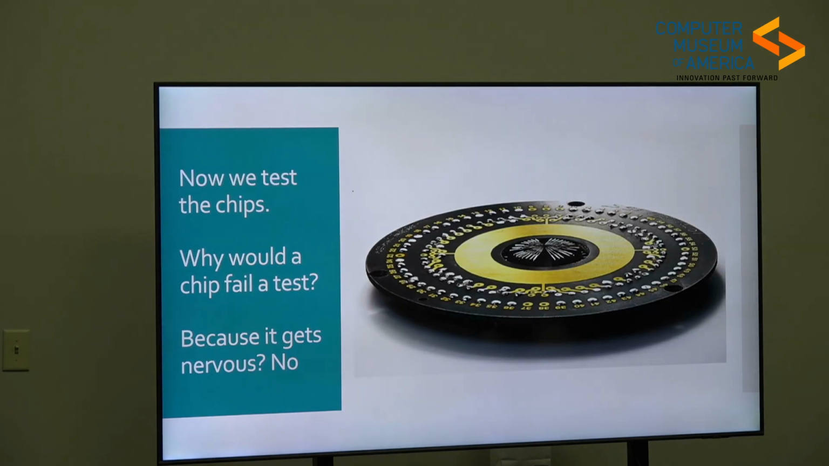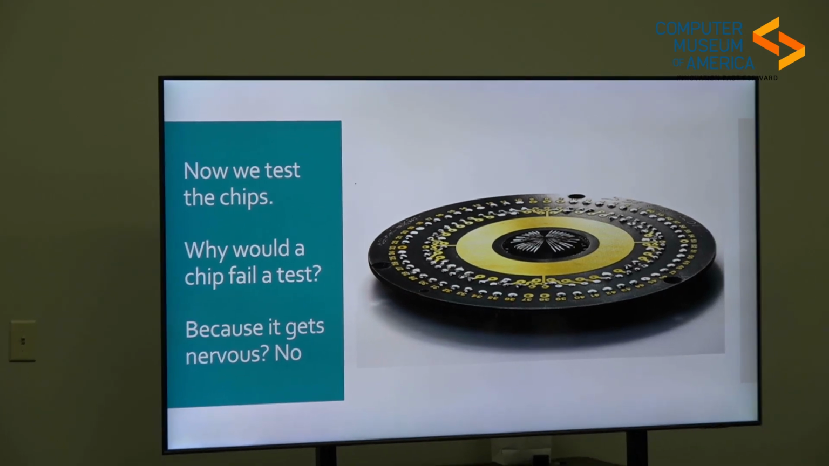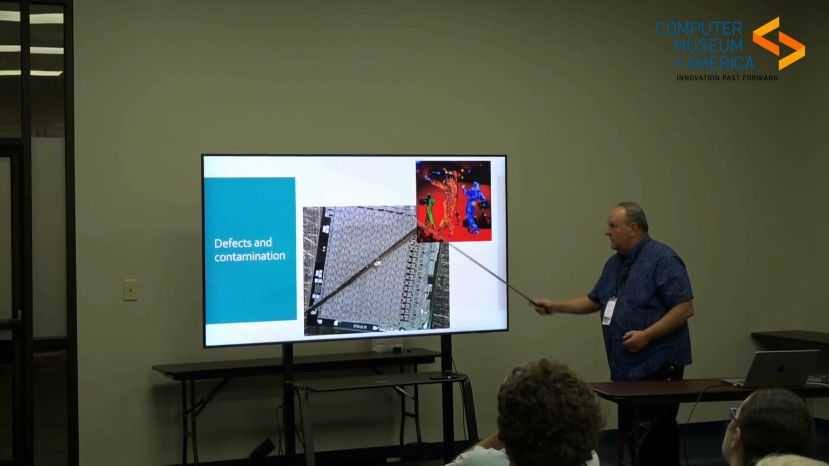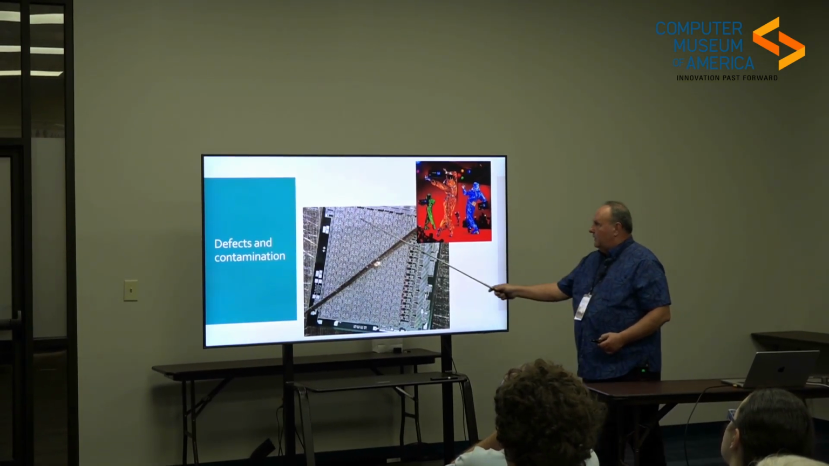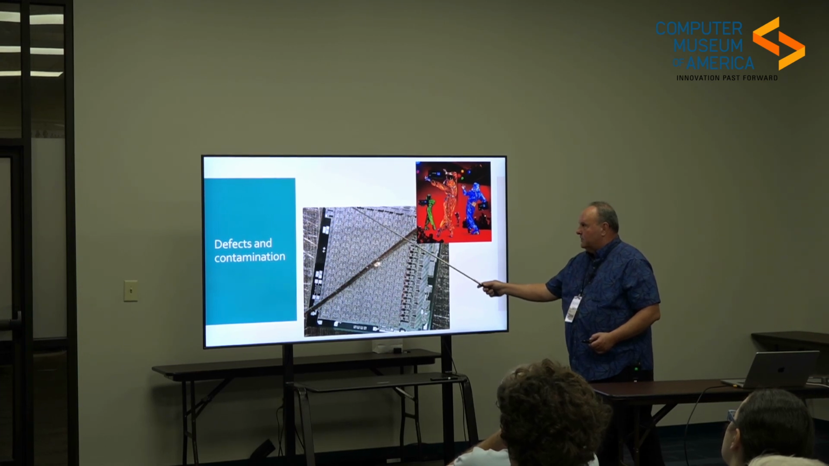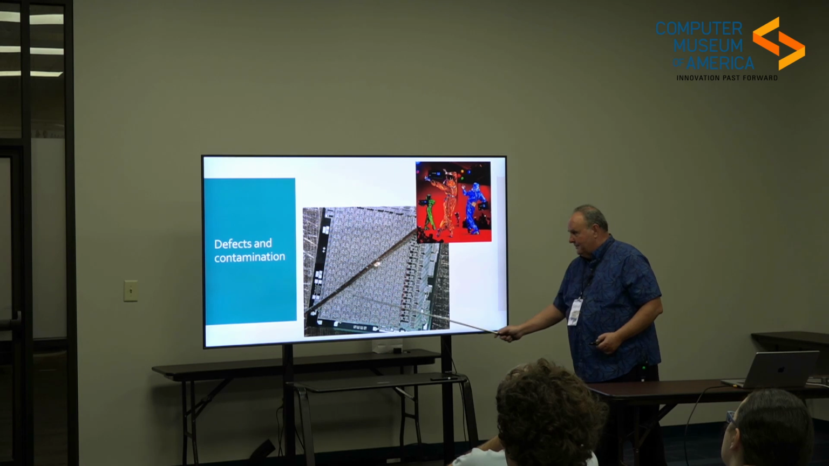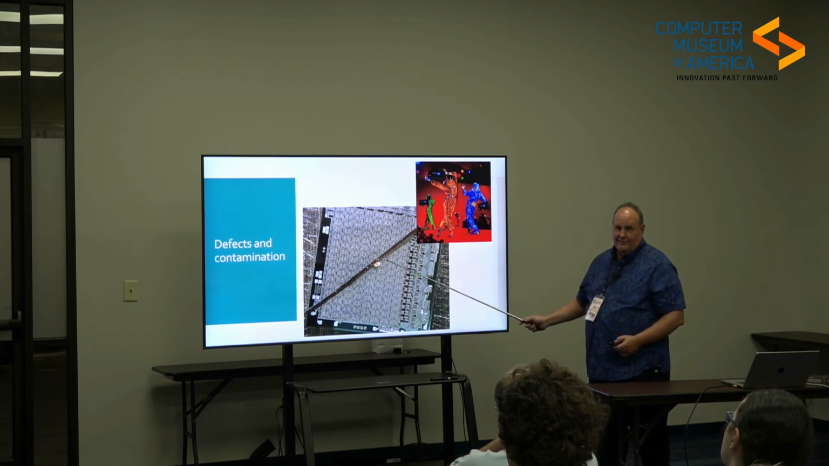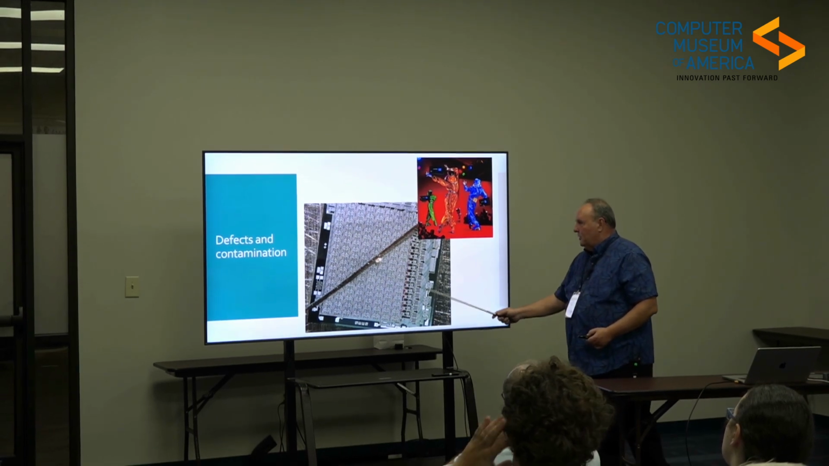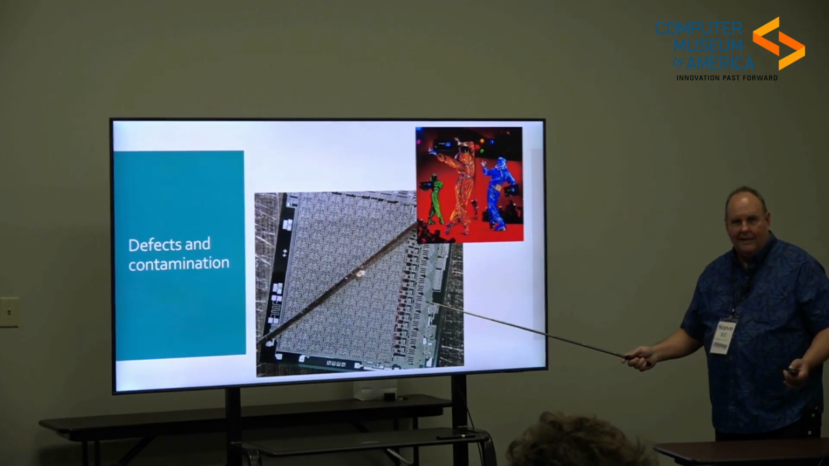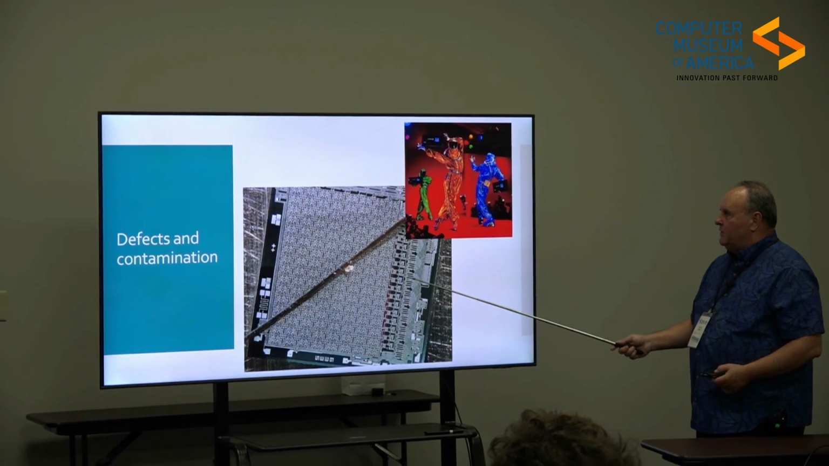So we have to test the chips. But why would a chip fail? Because it gets nervous? No. It's because of contamination. So this is a memory chip. Each one of these rectangles here are actually 4 bits. And this is one of my hairs, and this is my dandruff. But it shows how much, if you're building these chips and it's not clean in there, the damage that it can cause.